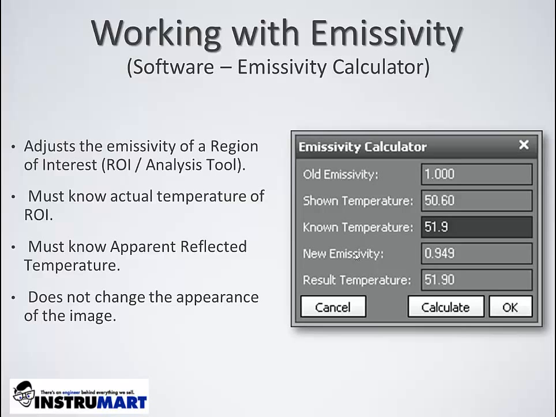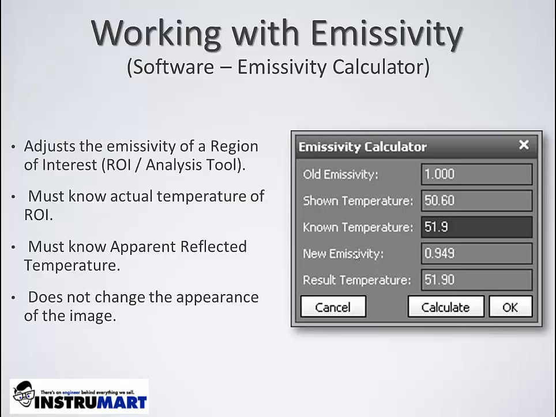How it works is you simply apply a region of interest or an analysis tool to the target. You enter the actual temperature, or in this case, the internal thermocouple measurement, and you press calculate. The software will calculate the emissivity value for that region of interest and then assign that new emissivity value to that region of interest. Some notes regarding the usage of an emissivity calculator.